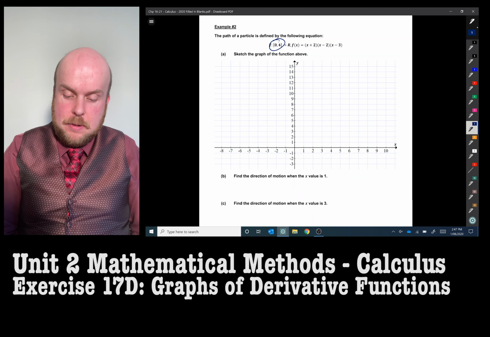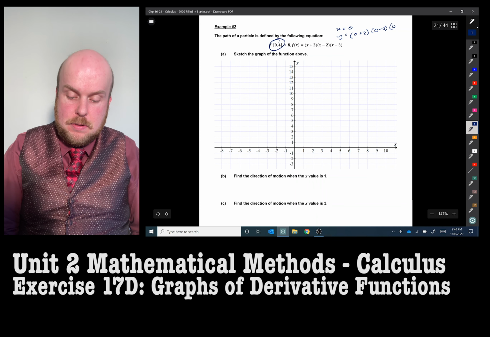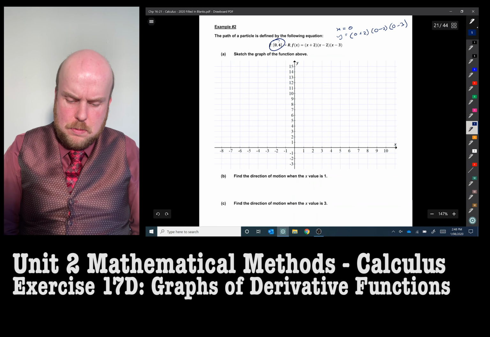So the first thing you might want to do is find out when x equals 0. So that's going to be y would be equal to 0 plus 2, 0 minus 2, and 0 minus 3, which would get me positive 12.